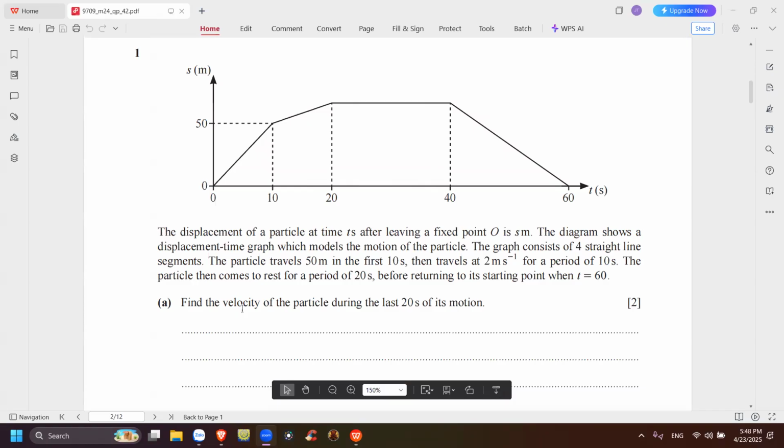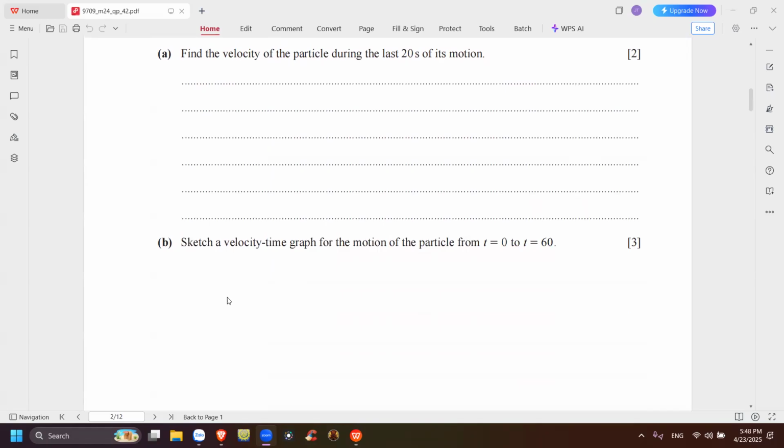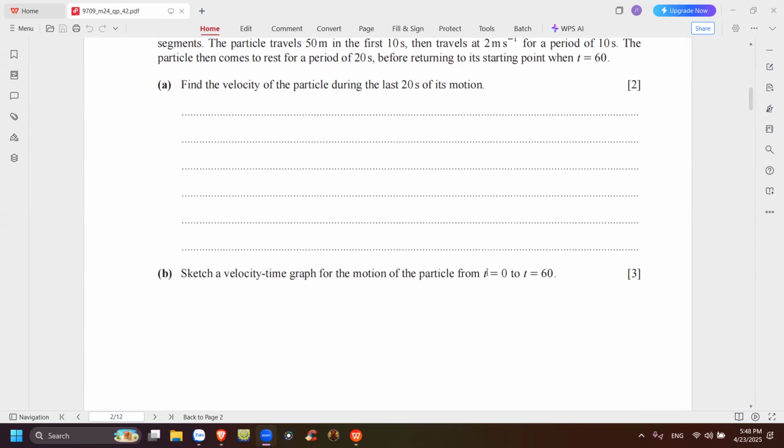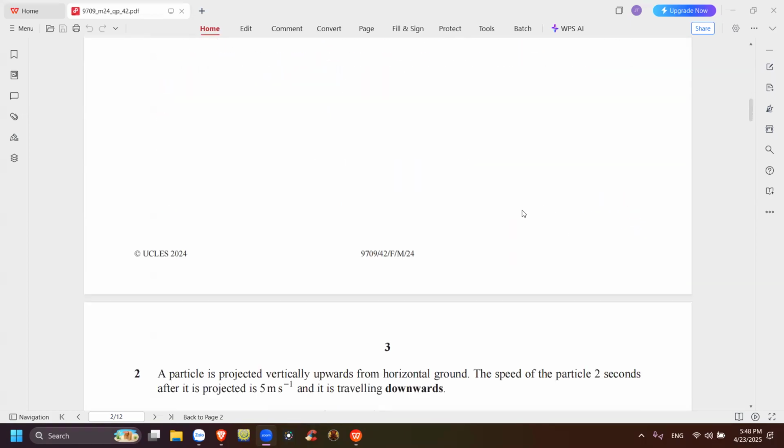You have to find the velocity of the particle during the last 20 seconds of its motion. Oh, well, it should be easy for you. And then sketch a velocity-time graph for the motion of the particle from t equals 0 to 60. Right now this is only the distance-time graph, and we have to sketch the velocity-time graph. There are 5 points.